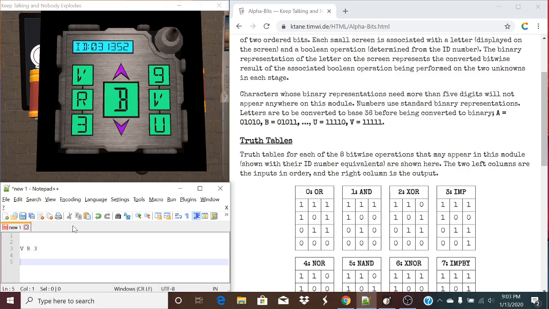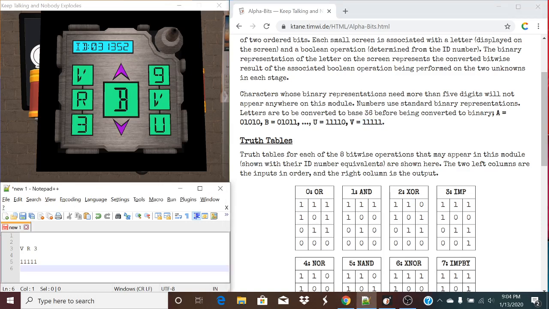So Victor is the 22nd position in the alphabet, and we add 9 to that, giving us a 31. In this case, that's a 1-1-1-1-1. As a matter of fact, that is the highest position in this entire module, so you will never have anything higher than that.